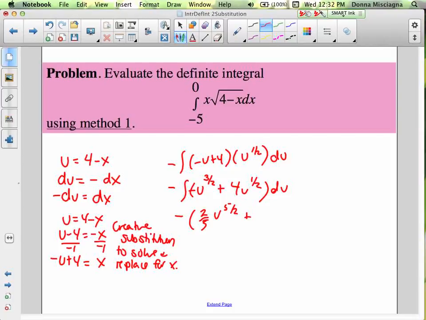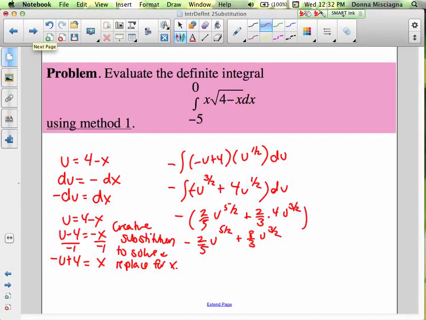plus, this would increase by 1, we'd have 2/3 times 4 u to the 3/2. And we're using method 1, so we will substitute back again and end our parentheses. Everyone okay so far? We'll just simplify it now. We have negative 2/5 u to the 5/2, and then plus 8/3 u to the 3/2.